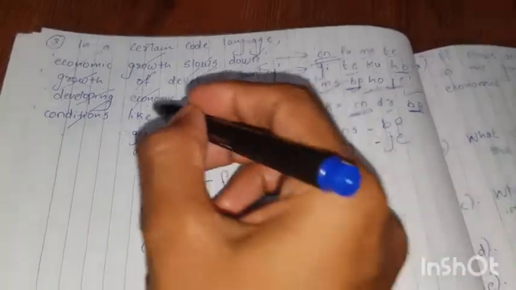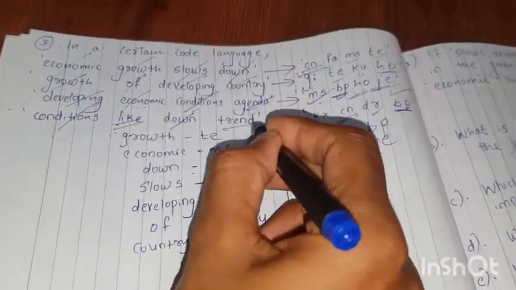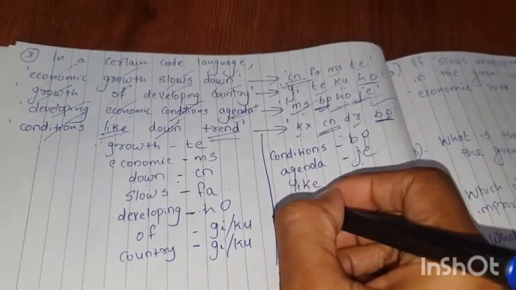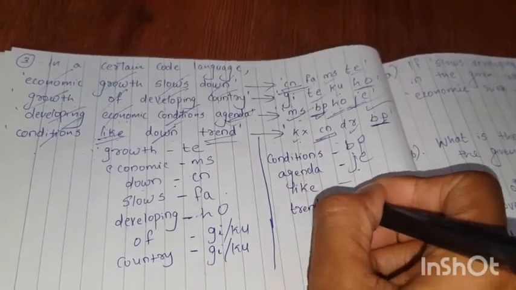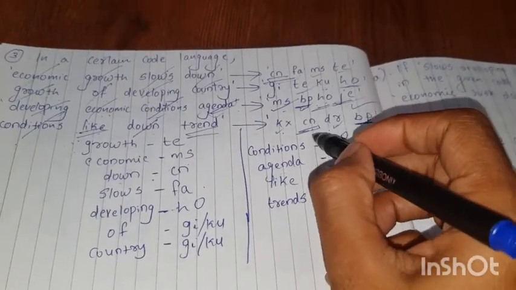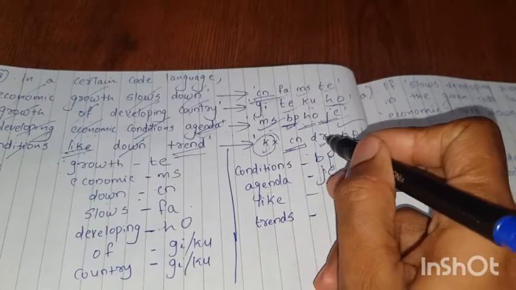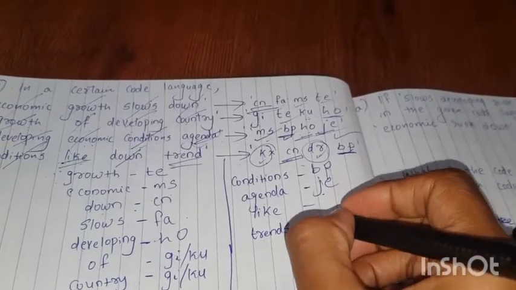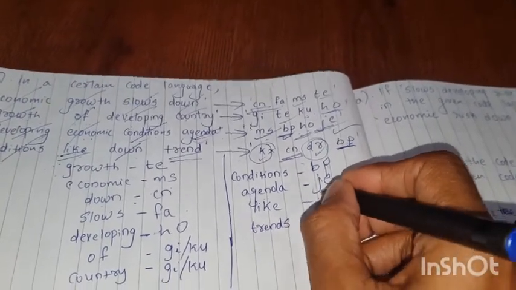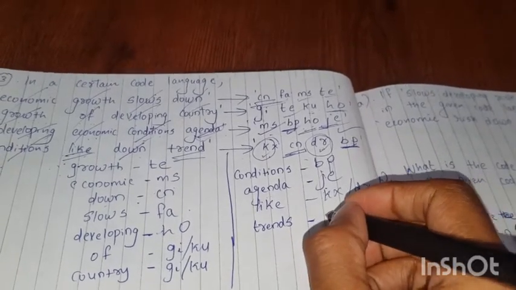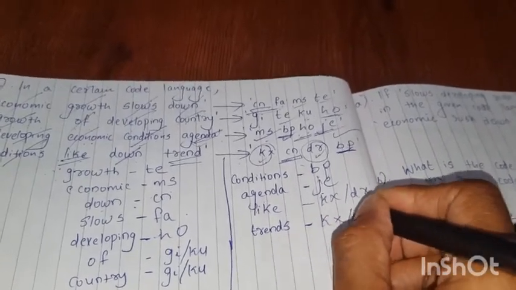Coming to the fourth line, two words are remaining, like and trend. So two codes will also be remaining in the fourth line. Which are the two codes? KX and DR. That means the code for like is either KX or DR, and the code for trend is either KX or DR.